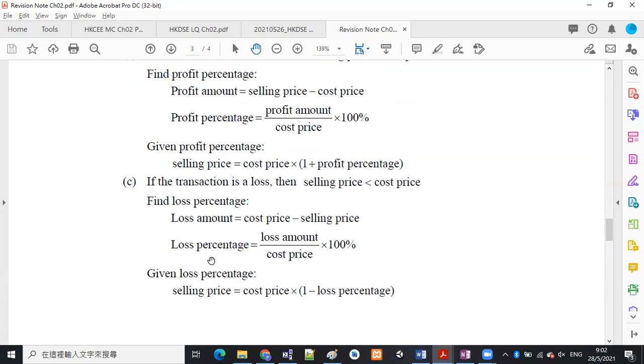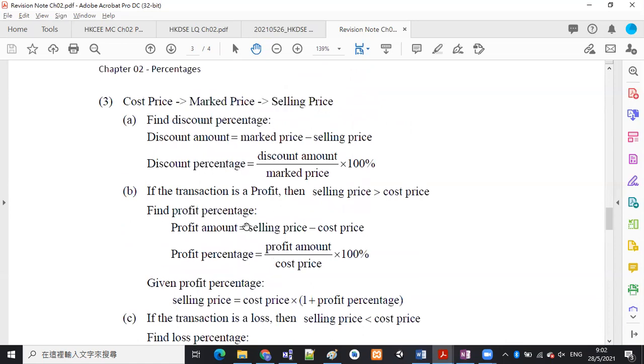I'm going to demonstrate, but I would like you to write down one more line first because it is missing out. When the question is asking you to find the discount percentage, it is like this. But I just missed out one point: if the question is giving you the discount percentage, please write this down here.